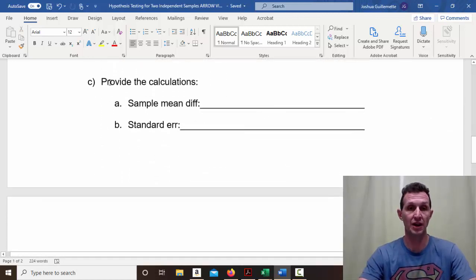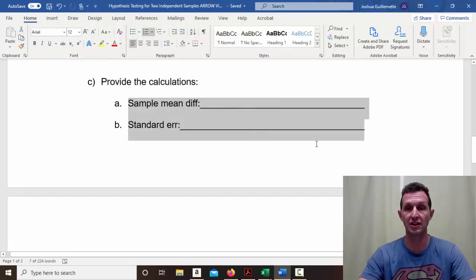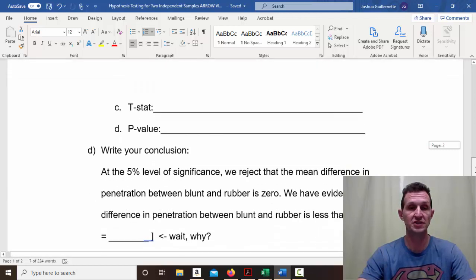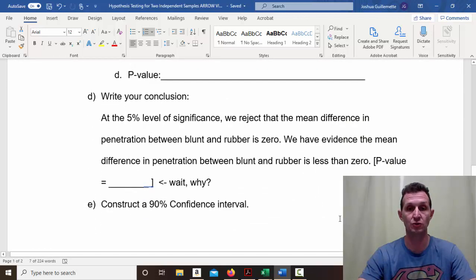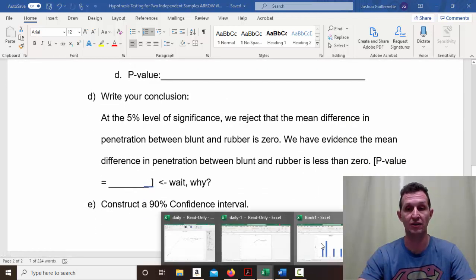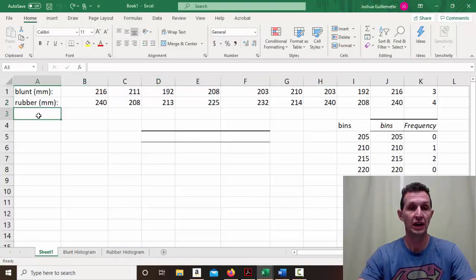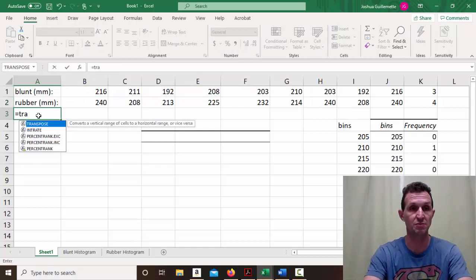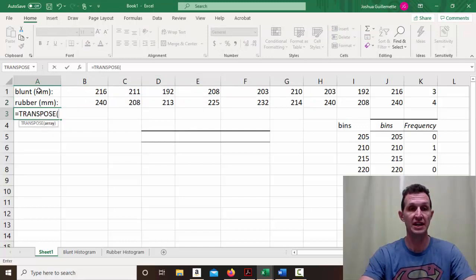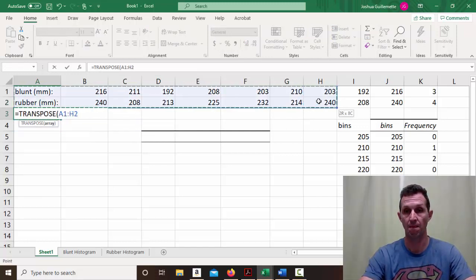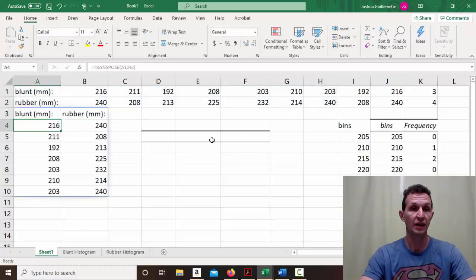All right, so now here we go, the good part. Provide the calculations. What's the sample mean difference, the standard error, what's the t-stat, and the p-value? So let's go ahead and figure those out. As I go back to the data, I need to actually transpose this data right here so that it's up and down.